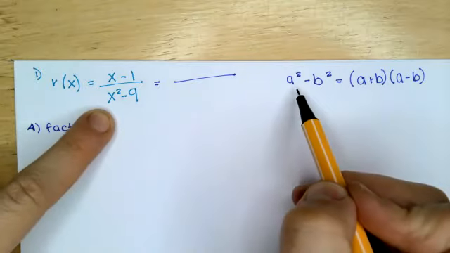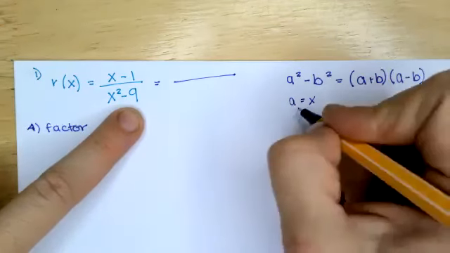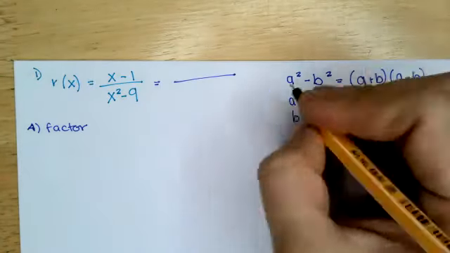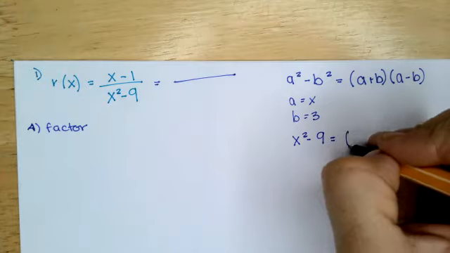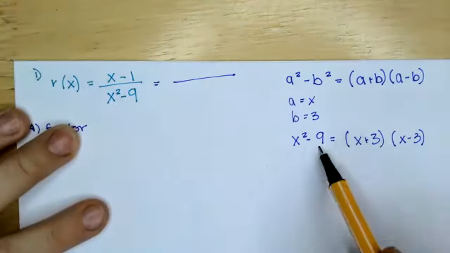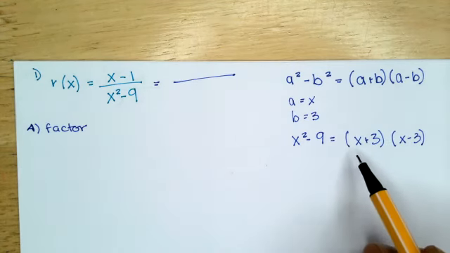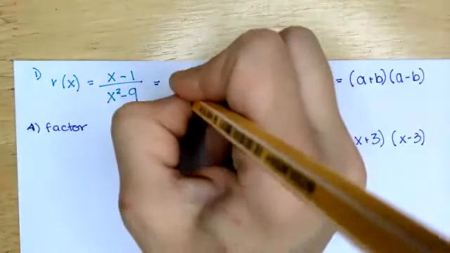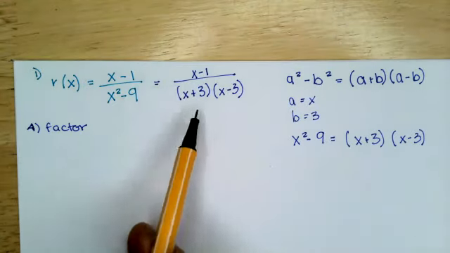So in this case, a squared is x squared, so we know that a is x. b squared is a positive 9, so we know that b is 3 because 3 squared is 9, right? So x squared minus 9 becomes x plus 3 times x minus 3. I know this might be unnecessary, but if you FOIL that out, you get back to x squared minus 9 because 3 times x cancels out the negative 3 times x. Good. So again, this becomes x minus 1 over x plus 3 times x minus 3. That's the factored form.